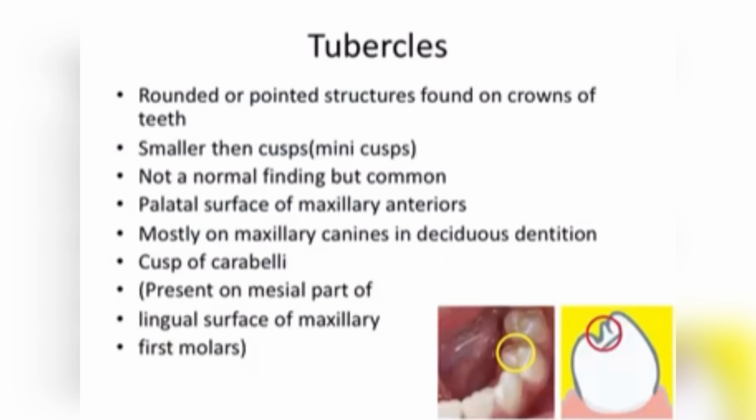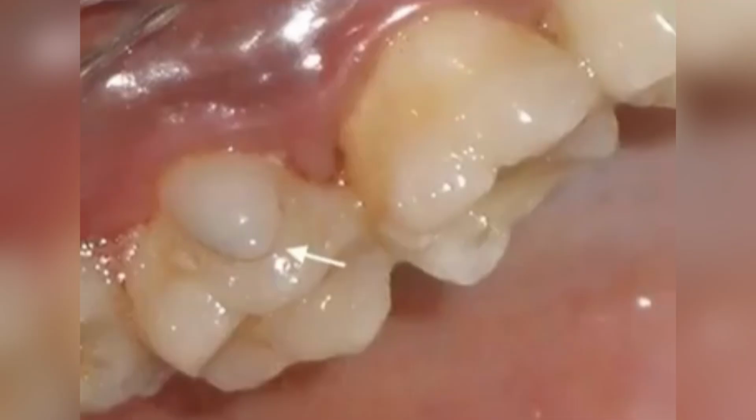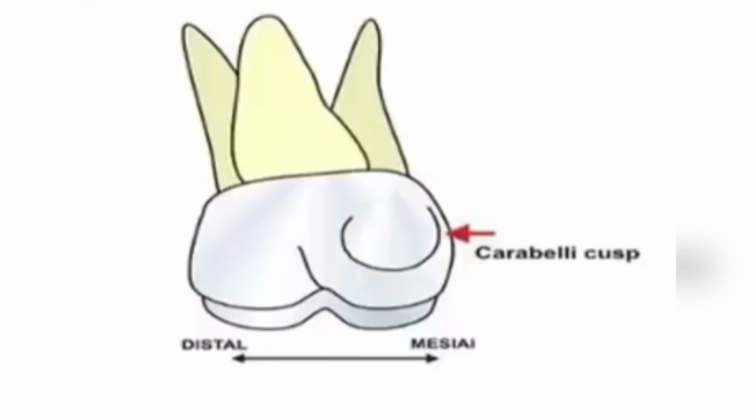Cusp of Carabelli. Cusp of Carabelli is a normal tubercle which is present on the mesial part of lingual surface of maxillary first molars. This picture clearly shows the tubercle. Tubercles are due to extra production of enamel. Here you can see the cusp of Carabelli.